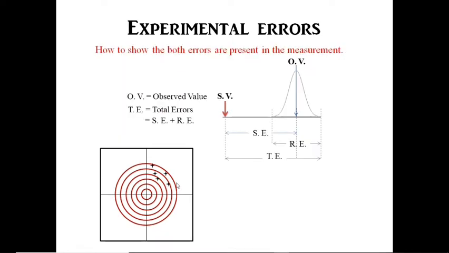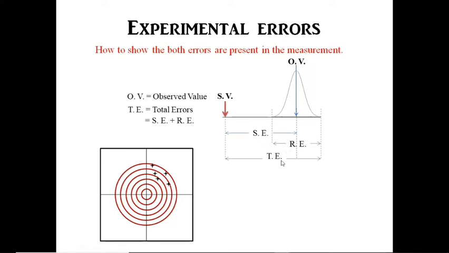How to show that both errors are present in a measurement. Suppose systematic error as well as random error are both present in a measurement. You can say that this is the standard value. When the systematic error is present, it is one-sided. This is the observed values, and the repeated measurements are present on both sides of the observed values. It means that the systematic error is present, and the random error is also present.